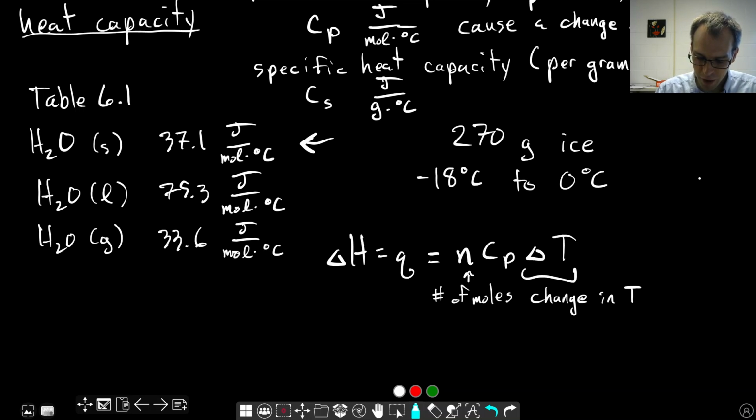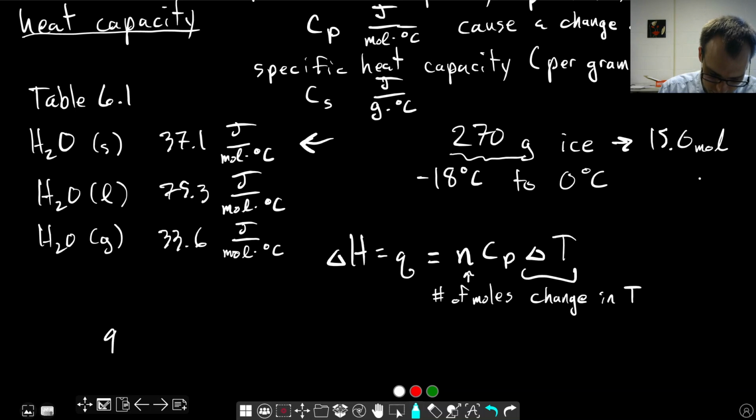So first we need to figure out from our 270 grams of ice how many moles that is. You can double check your work on this, but if you use the molar mass of ice, this works out to be about 15 moles of water, H2O in solid form. And the heat capacity is on our table over here. And we know the starting and ending temperature. So we can actually go ahead and calculate how much heat is associated with this.